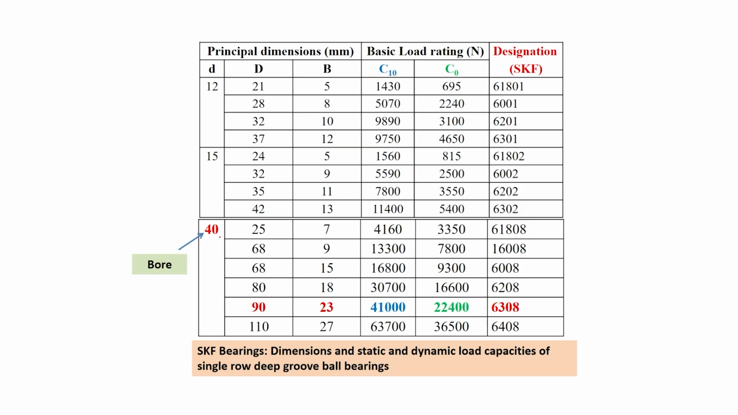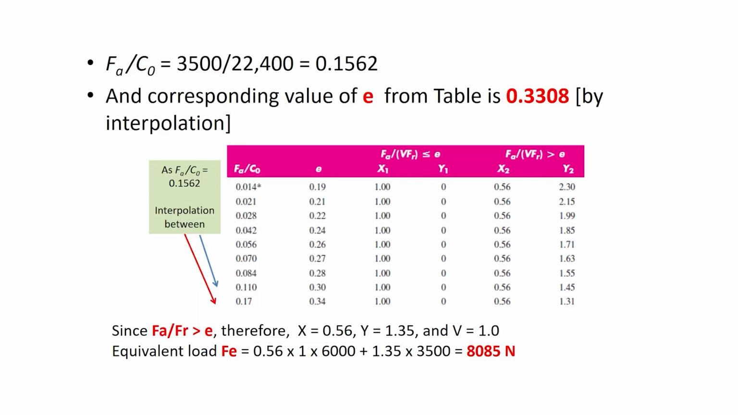Let us see in the problem. The bore of our bearing or the shaft is 40 mm. So, corresponding to this 40 mm, we had selected the 6308 bearing, and the dynamic load rating of the selected bearing is 41000 Newton and the static load rating C0 is 22,400 Newton. Well, now we have to find the effective dynamic load acting on the bearing, because on our bearing both radial and axial forces are acting.